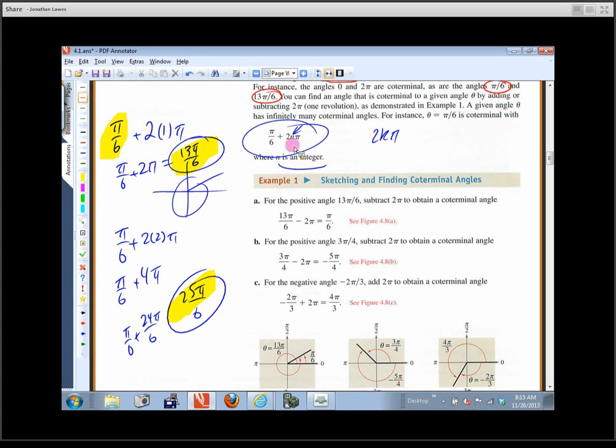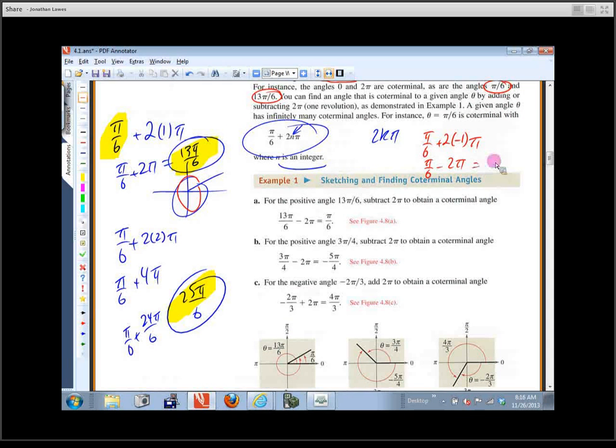It can be any integer I want. How about I take pi/6 and I do plus 2 times negative 1 times pi? Or in other words, that's pi/6 minus 2 pi. So start right here, and instead of going in the counterclockwise direction, let's go in the clockwise direction.